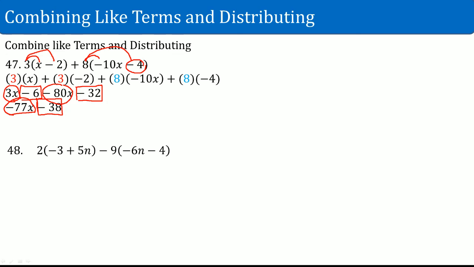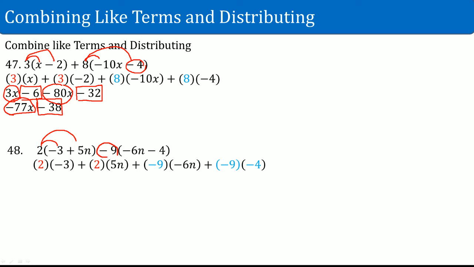Next one. 3 times -3. 2 times -3. 2 times 5n. Please understand this is the entire thing, -9 times -6n and -9 times -4. 2 times -3 is -6. 2 times 5n is 10n. -9 times -6n is 54n. -9 times -4 is plus 36. That is correct.